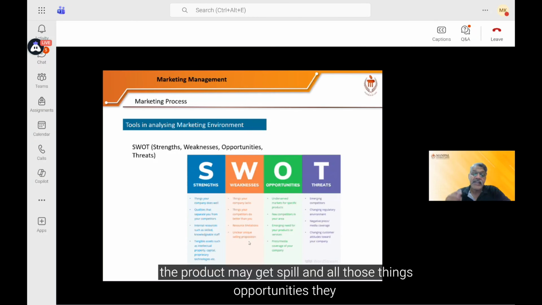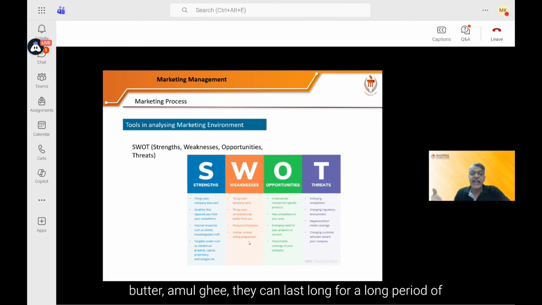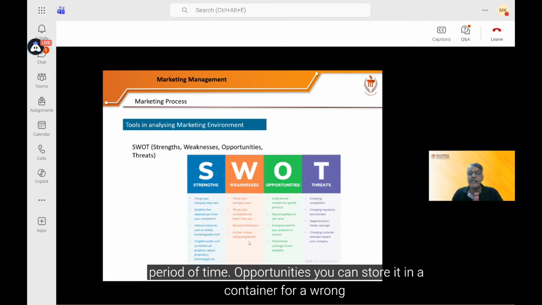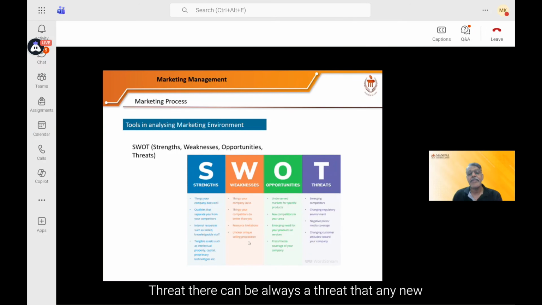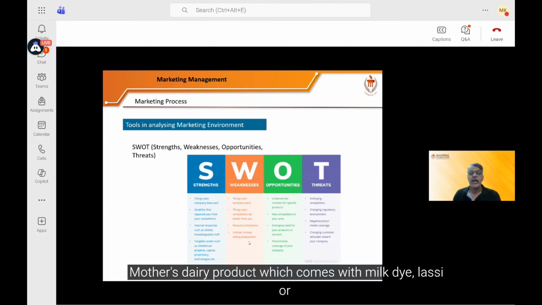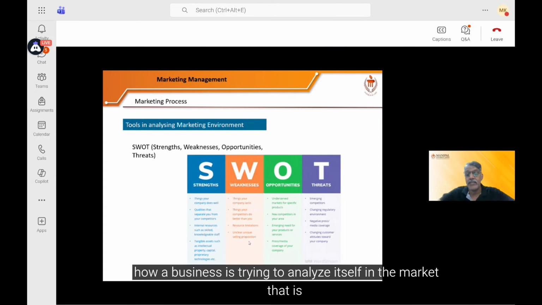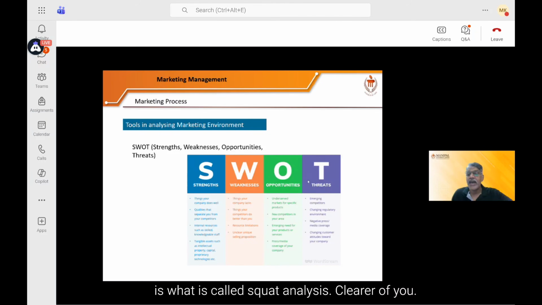Opportunities: they will try to launch certain products, like for example, Amul butter, Amul ghee. They can last for a long period of time, right? And Amul cheese can also last long. Opportunities, you can store it in a container for a long period of time. Threat: there can always be a threat that a new product will come in the market. Say, for example, apart from Amul, we have Mother's Dairy, which comes with milk, dahi, lassi, butter and all those things. So there is a threat of competition in the market. This small example shows how a business tries to analyze itself in the market. That is what is called SWOT analysis.